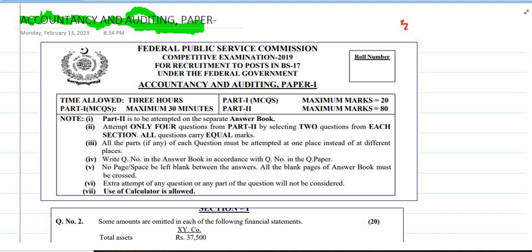Today we are starting to solve the CSS past paper questions one by one. Hope you will find it understandable and fruitful. For today, I have chosen the first paper of the CSS attempt, that is 2019. So let's start.